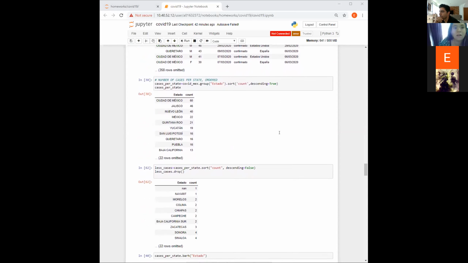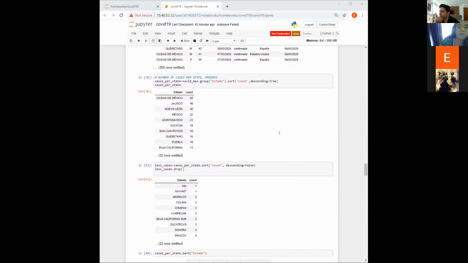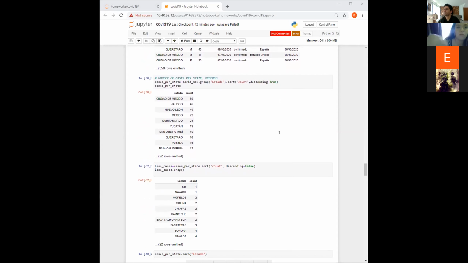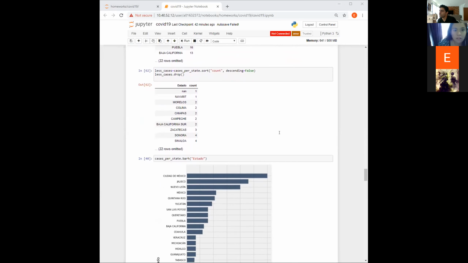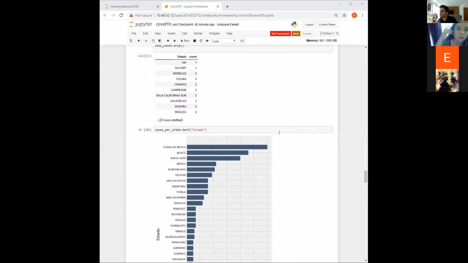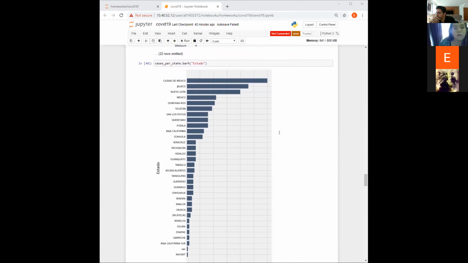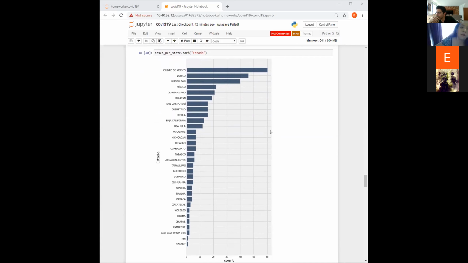We can see that the state with the most cases is Ciudad de Mexico, then Jalisco, then Nuevo León. And those are the states with the fewest cases. We show the states in the graph so you can visualize it more easily.